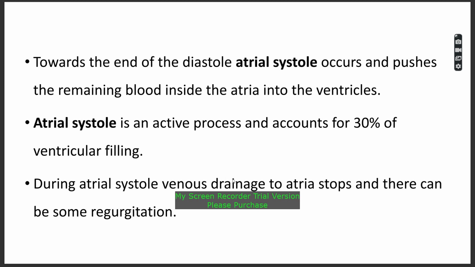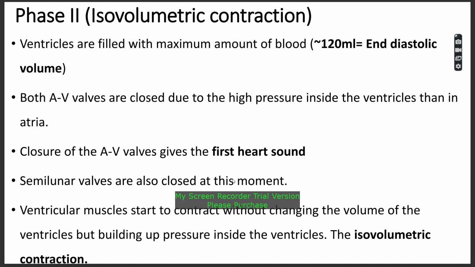Venous drainage means the superior vena cava and inferior vena cava blood draining into the atria. That is stopped while atrial systole takes place, and there is some regurgitation. That means some blood will go back into either the superior vena cava or inferior vena cava during atrial systole. If you remember, this may cause a rise in the pressure in the inferior vena cava and superior vena cava, and then the jugular venous pressure goes up, and it is represented by a wave in the jugular venous pressure, right?